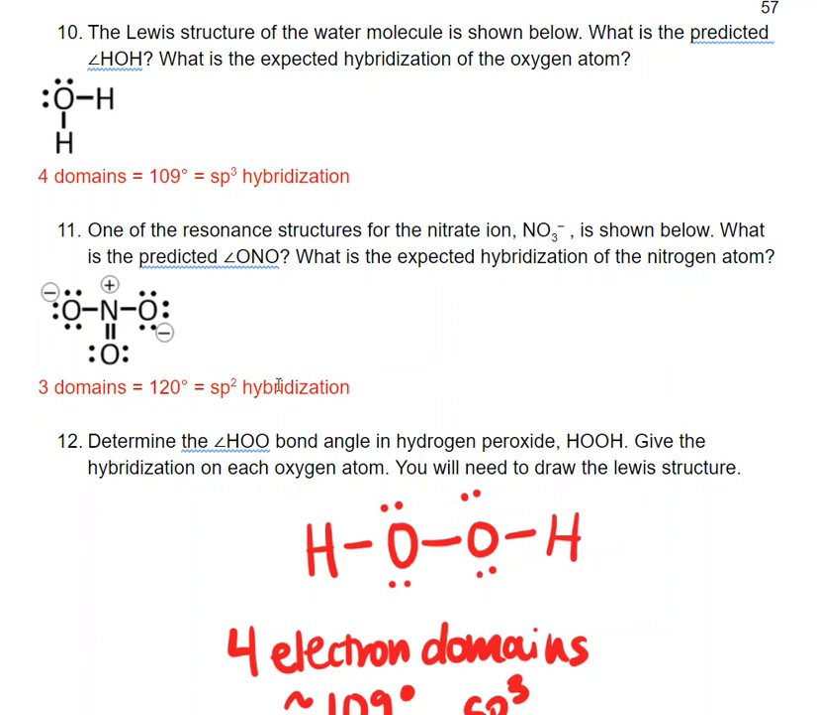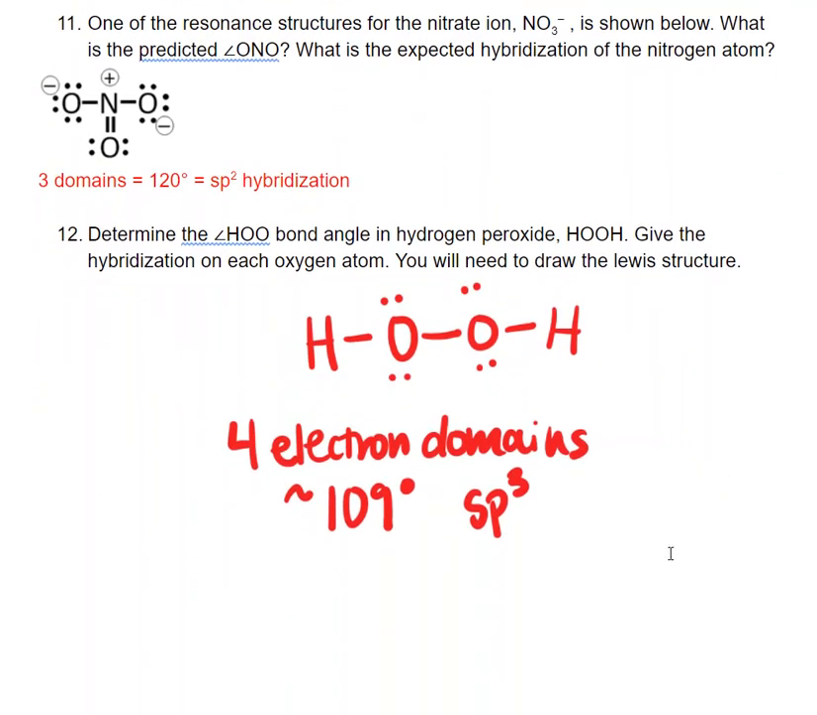So here is one of the resonance structures for nitrate. What is the predicted bond angle? So for the nitrogen atom, there are 3 domains here: a single bond, another single bond, and a double bond. So this indicates to us bond angles of 120, which means that there must be sp2 hybridization going on.